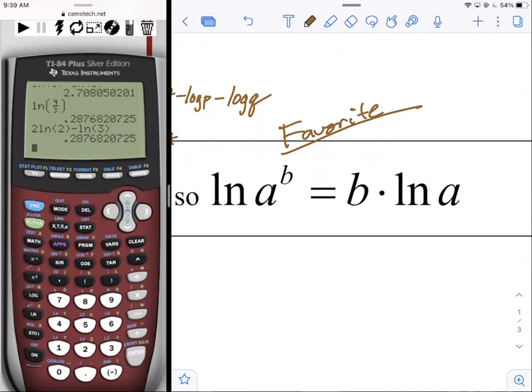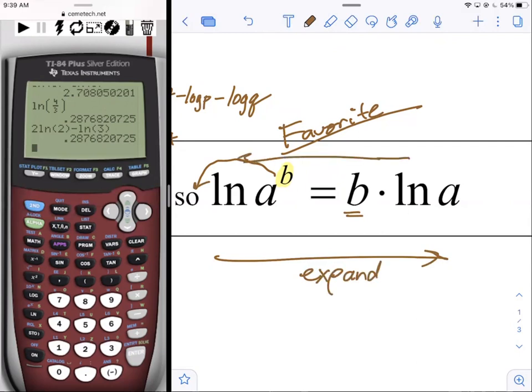The natural log of A to the B power equals B times the natural log of A. I can bring that exponent out front and turn it into a scalar multiple. This is the expanding. But wait, there's more. I can go from right to left. I can bring something that's a factor in front of a log back up as an exponent on the argument.